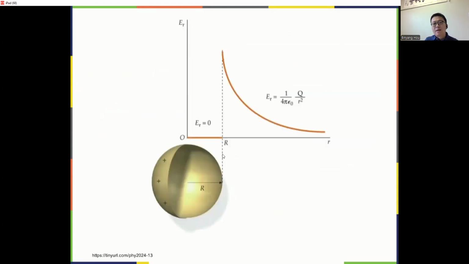If you plot the E field versus the radius, inside it will be 0, and outside it starts when small r equals capital R, and then decays like that. It's just like a point charge.